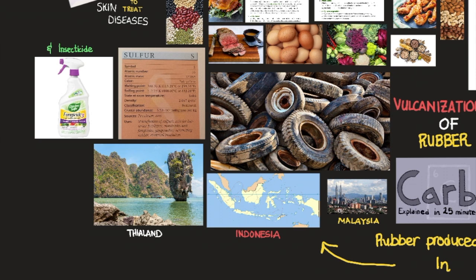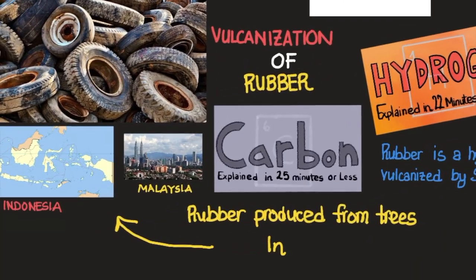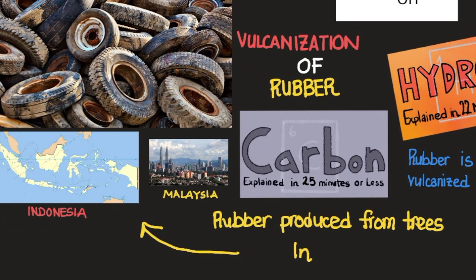Rubber is extracted from Thailand, Indonesia, and Malaysia, and that extracted rubber is acquired from trees, and it's collected and eventually, through a process known as vulcanization, which involves sulfur, it's made into the familiar rubbery material that we use for various things.